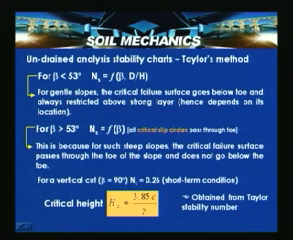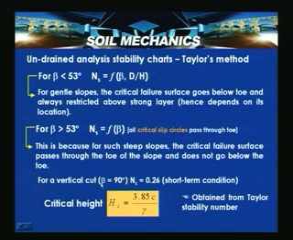So, for this purpose the location is required. That is why for beta less than 53 degrees, for gentle slopes, the location of the stronger layer is required. For beta greater than 53, the stability number is a function of beta only, and all critical circles pass through the toe. This is because for such steep slopes, the critical failure surface passes through the toe of the slope and does not go below the toe.